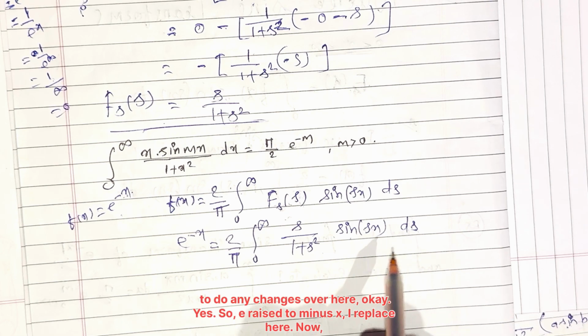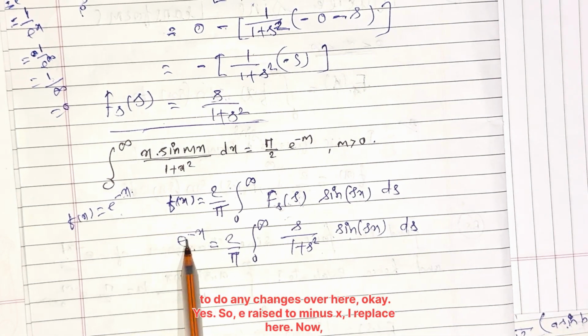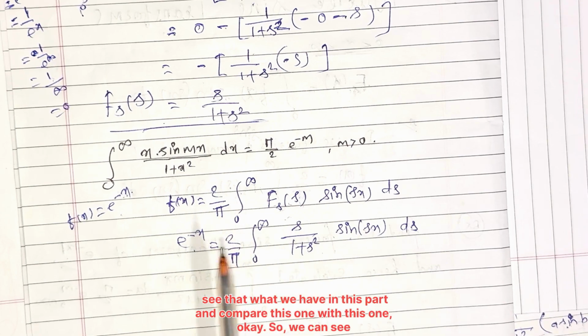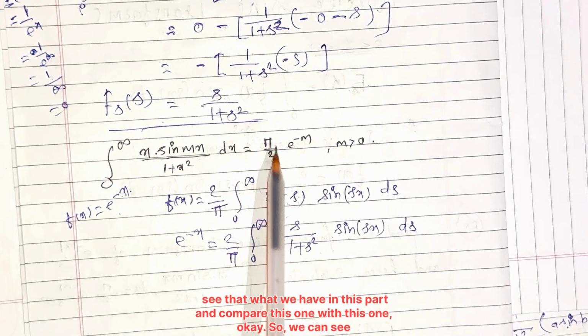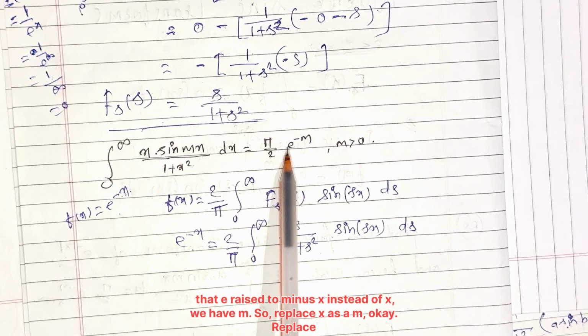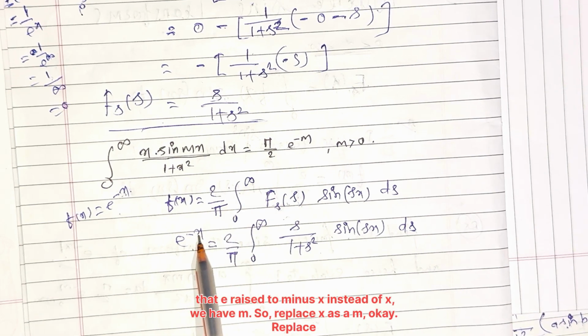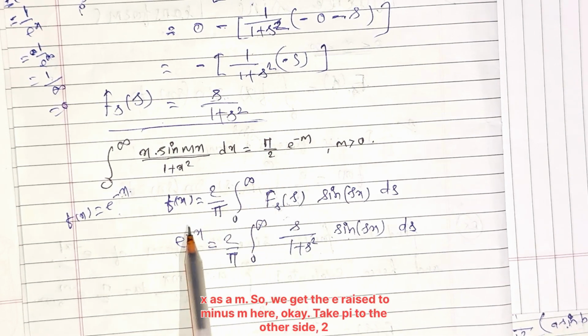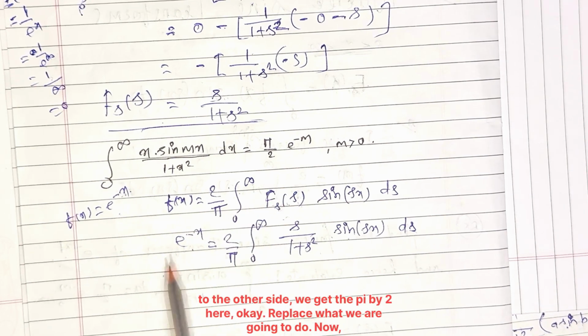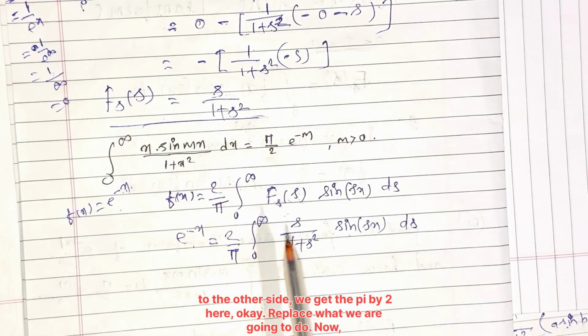We are not going to do any changes over here. So e raised to minus x I replace here. Now see what we have in this part and compare this one with this one. We can see that e raised to minus x, instead of x we have m, so replace x as m, so we get e raised to minus m here. Take pi to the other side, 2 to the other side, we get pi by 2 here.